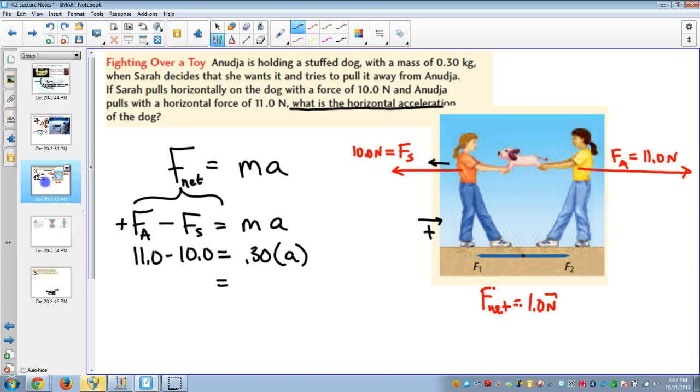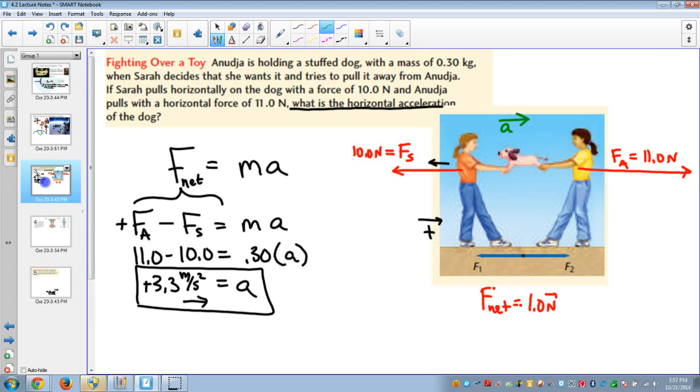1 divided by 0.3, I get 3.3 meters per second squared to the right. It's a positive number. So I used the fact that one's pulling more, so that means it accelerates to the right. It accelerates, not at a constant speed, it's accelerating.